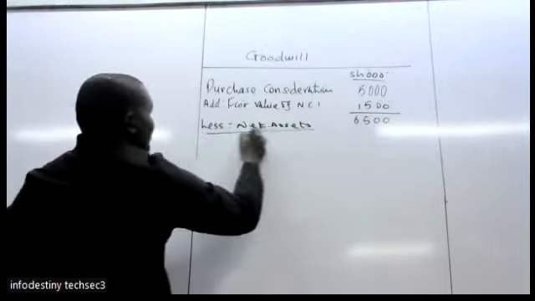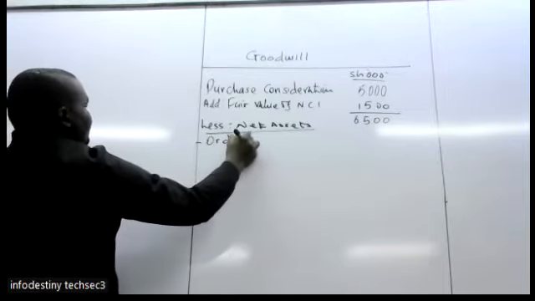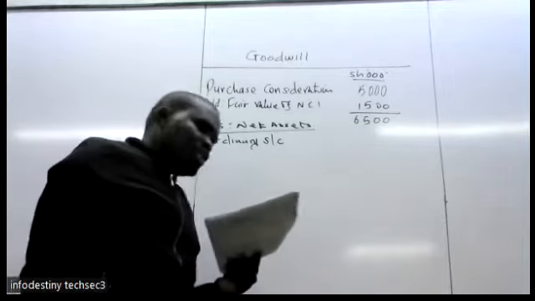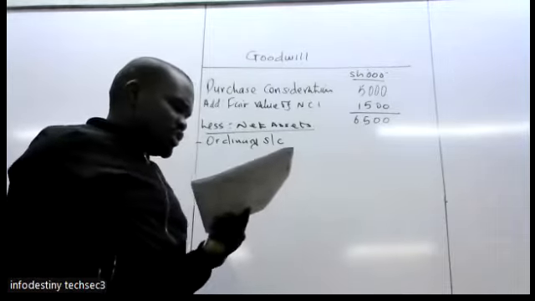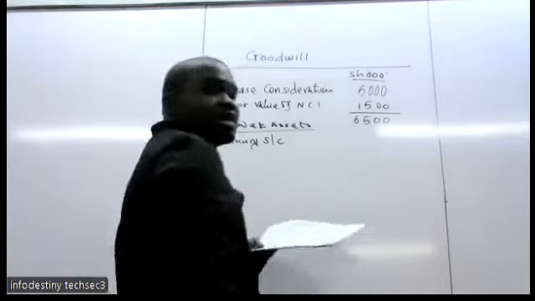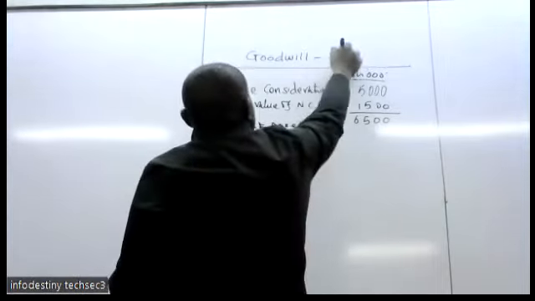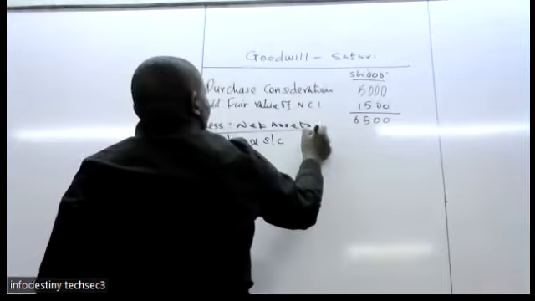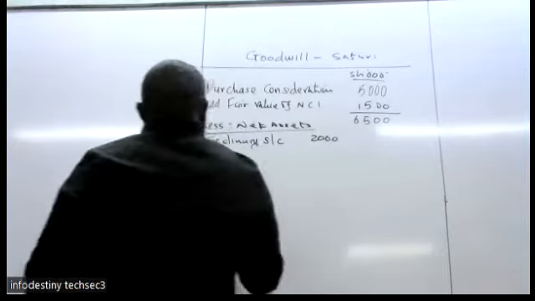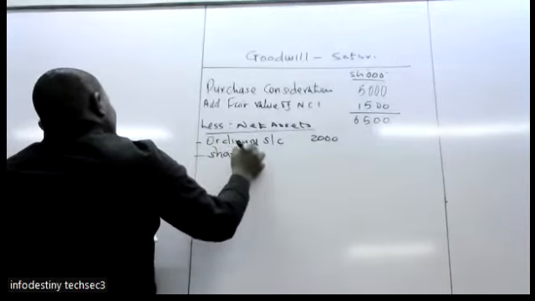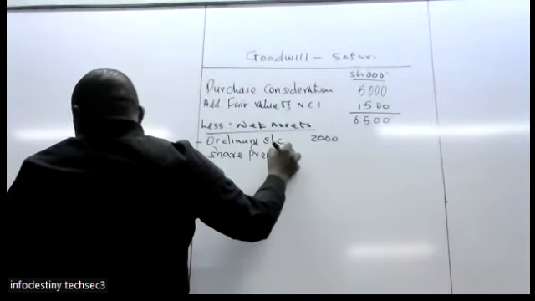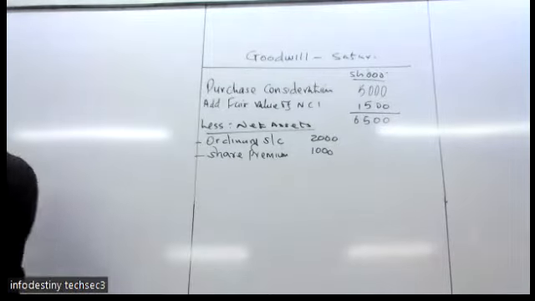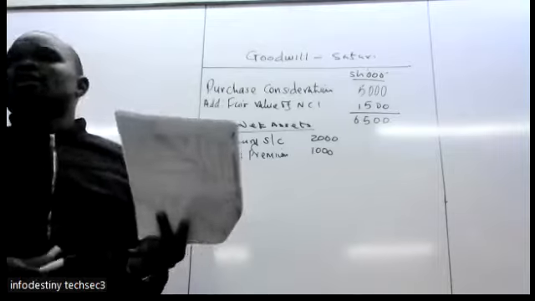Net assets, ordinary share capital. Ordinary share capital in the balance sheet. Just check the balance sheet. Goodwill you calculate in Safari. So how much is this? 2,000. Share premium. How much? 1,000. Revenue reserve is just the other name of retained earnings.